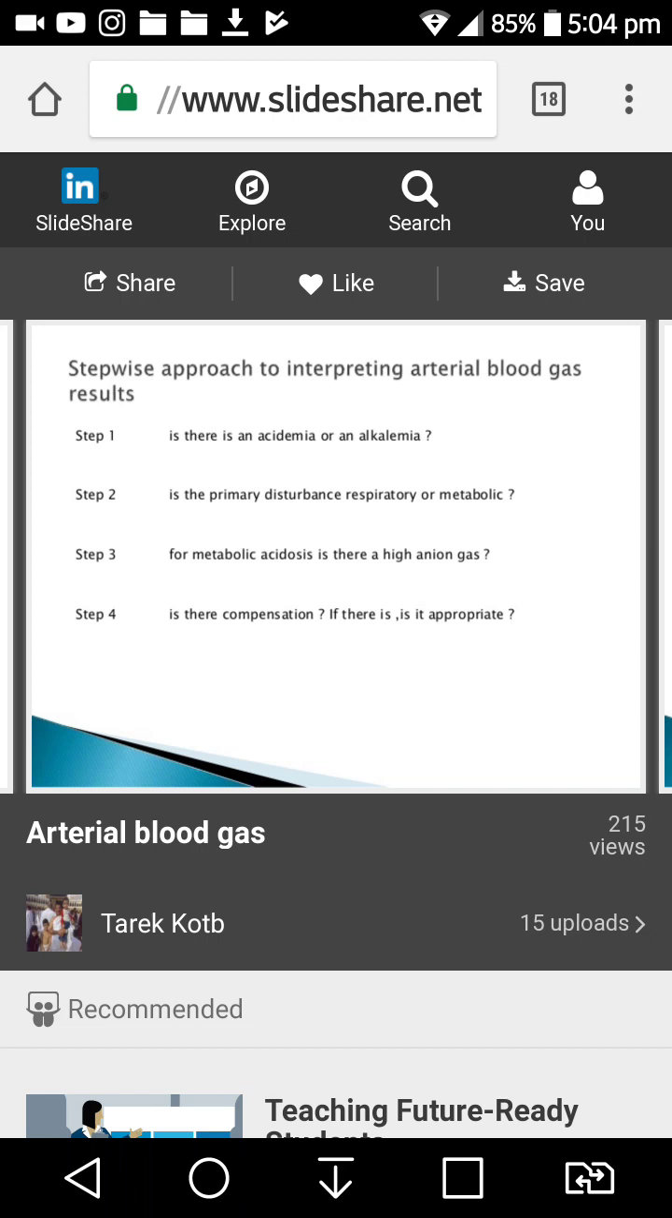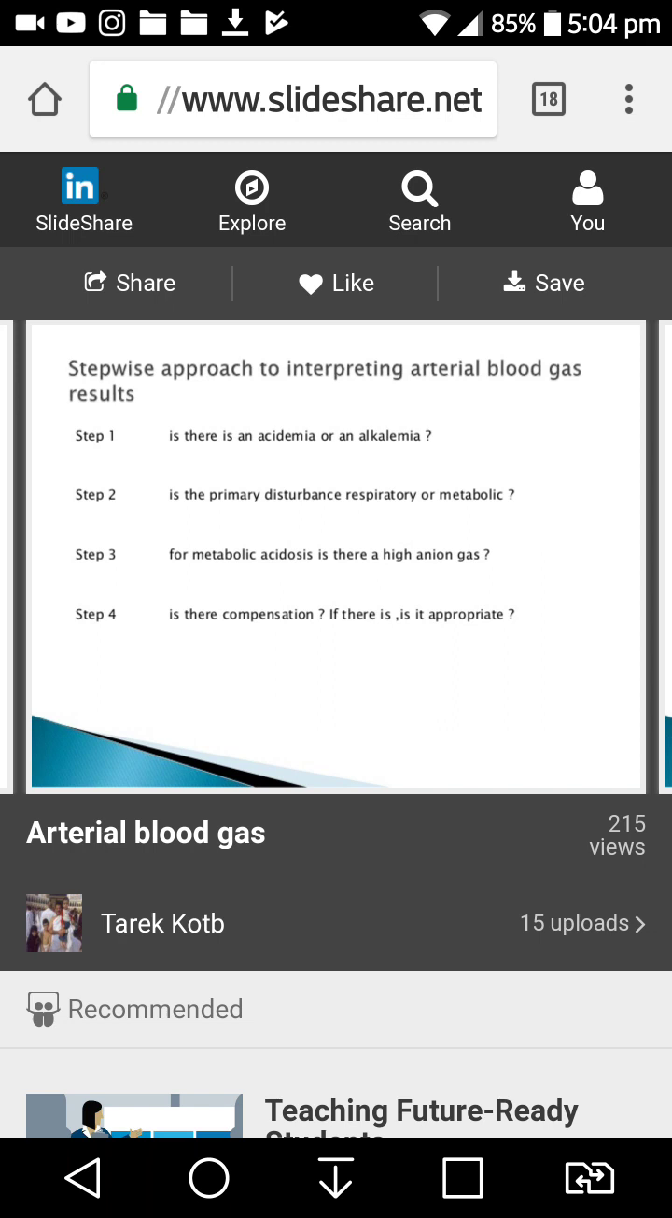Good evening, everybody. Today we'll discuss the stepwise approach to interpreting arterial blood gas, and we'll go fast for that, and I will concentrate on how to calculate the anion gap.